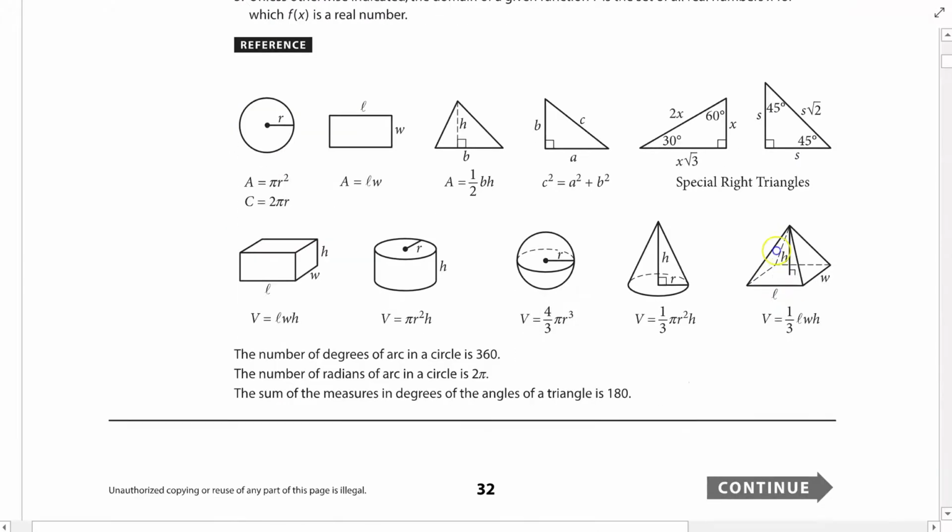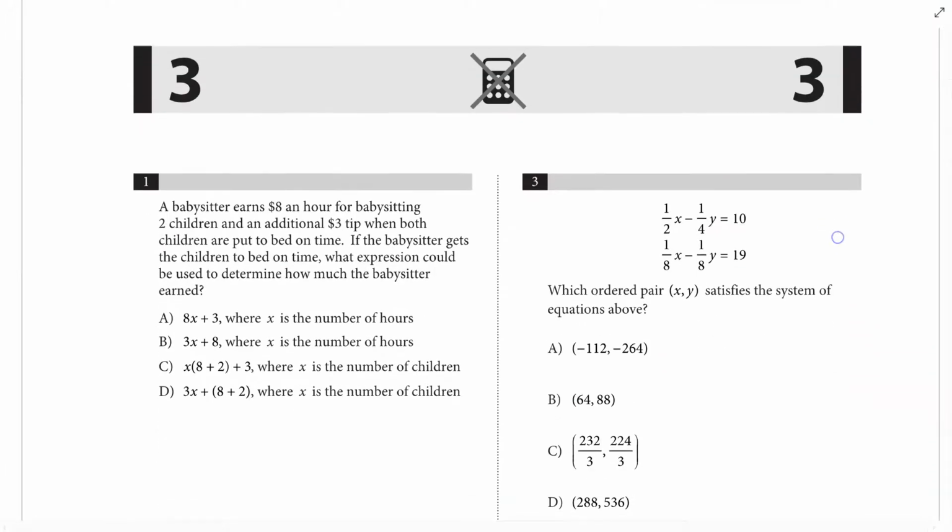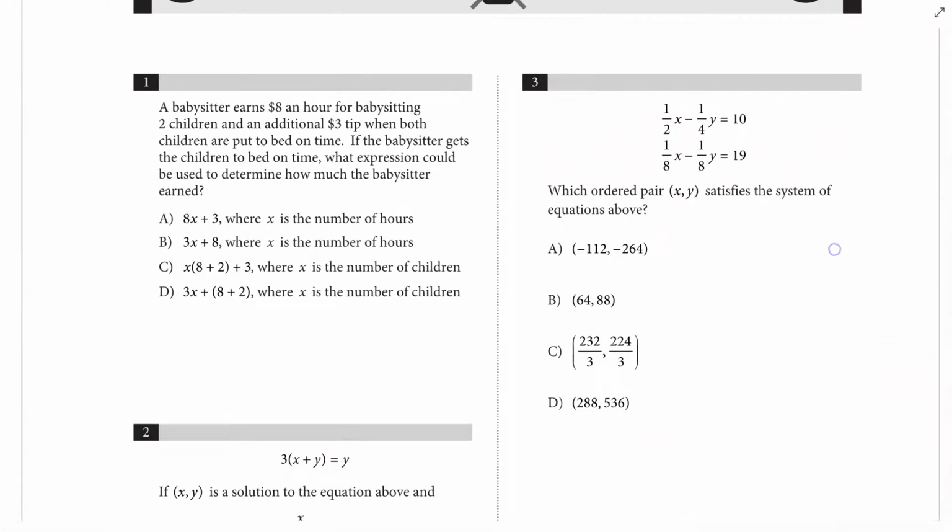Why is there one section devoted to calculators and then another section, like section 3 here, where I'm not allowed to use a calculator? One of the simplest answers is that there will be questions on this section that could just easily be plugged into a calculator and solved. I'll use number 3 right here as a prime example.